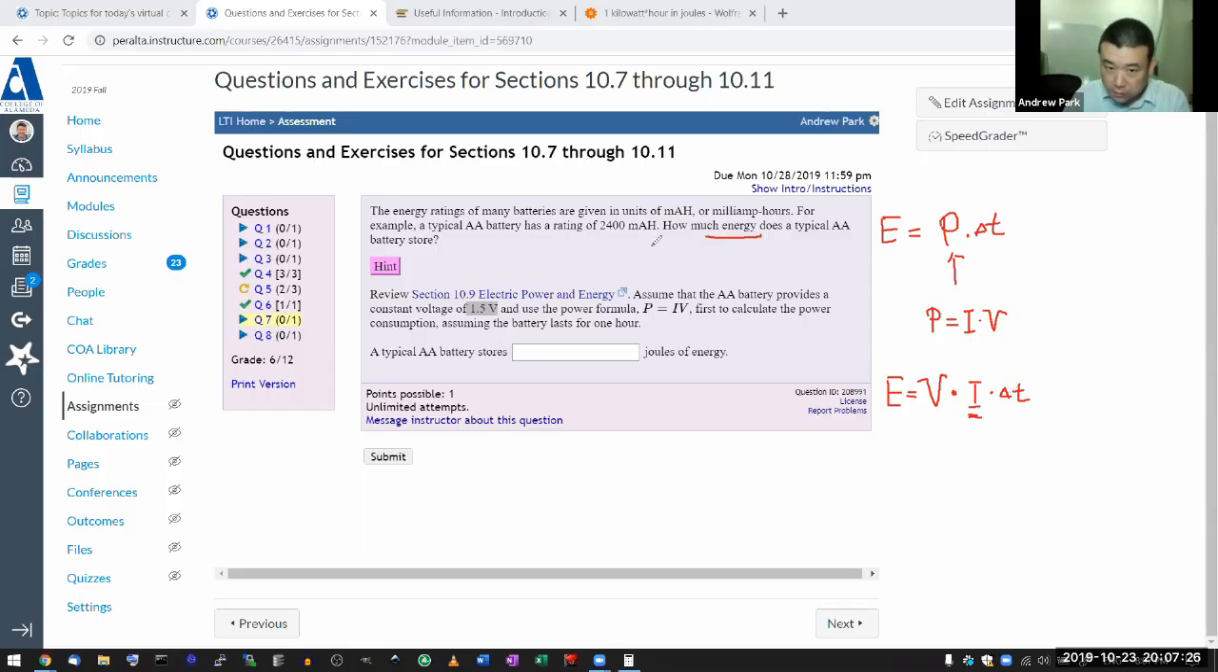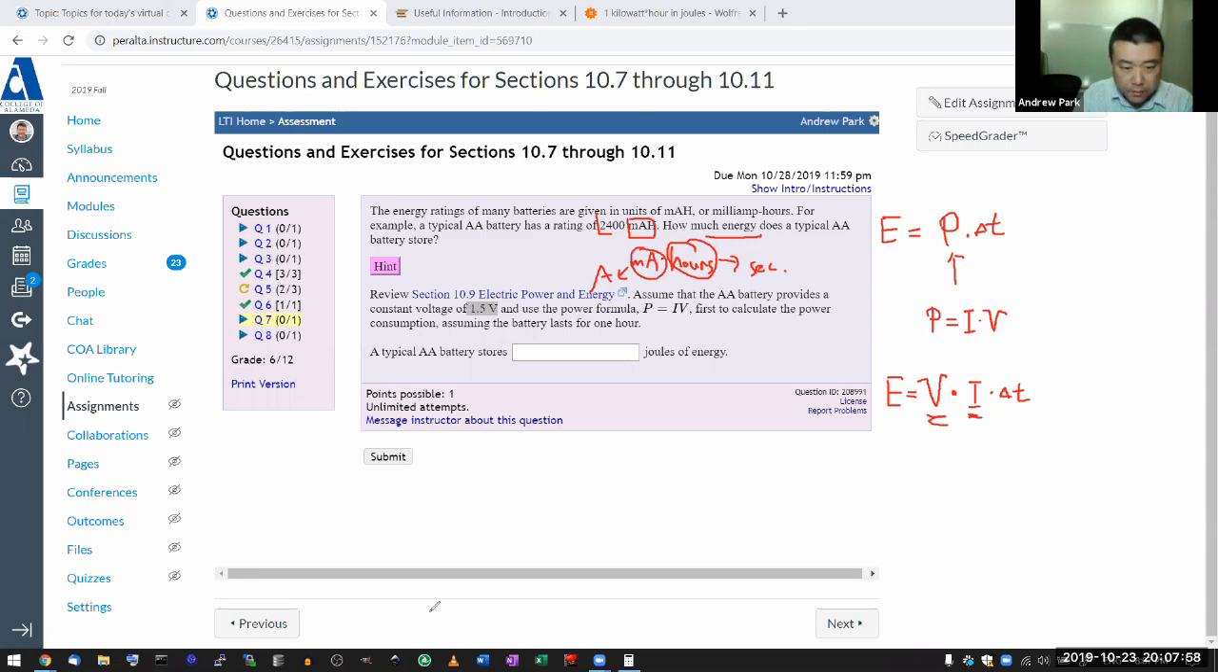And that's actually written into this unit of milliamp hours, which only means milliampere times hours. So really all we have to do is convert these hours into seconds, express milliamperes in terms of amperes, and multiply by voltage. So let me write this out.